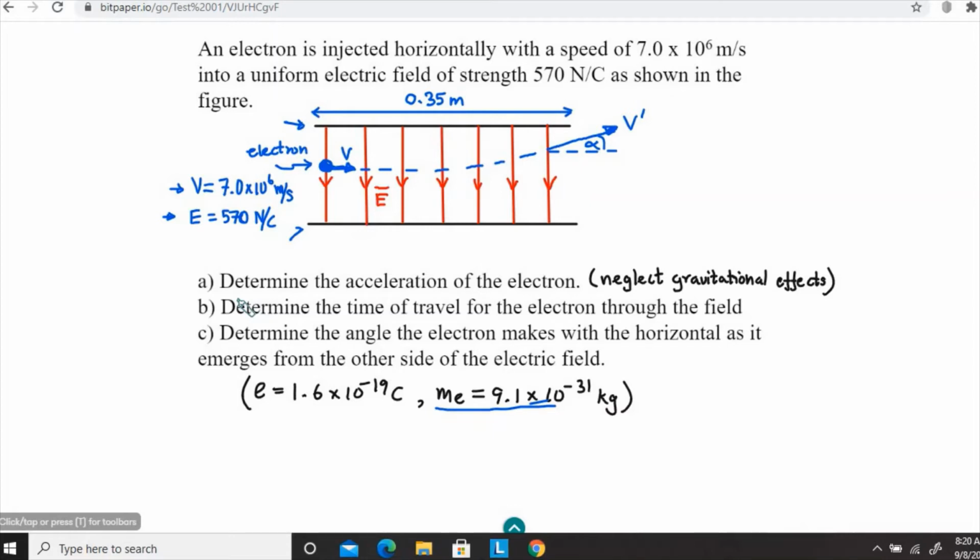So the electron is inserted at this point. This is the start point for the electron, and it goes in this curved path because now it has an acceleration in the upward direction as we showed in part A. However, now we want to find the time of travel for the electron from here to here. Okay, so how are we going to do that? So let's look at that one.